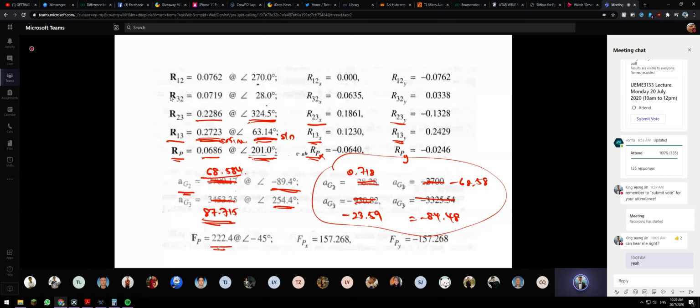Same thing for FP, we have 222.41 Newton at an angle of negative 45. This one we can use the angle in the question straight away because the measurement is again from the reference point. The problem we are facing here is that the reference indicated in the question is not at the reference point where we want to calculate x and y, so we have to do a lot of things there. For FP, we can then calculate FPX and FPY.